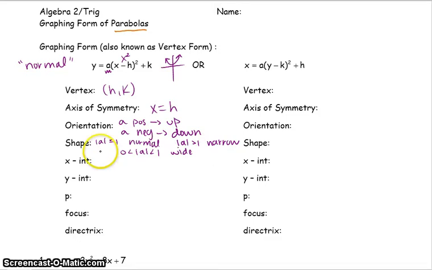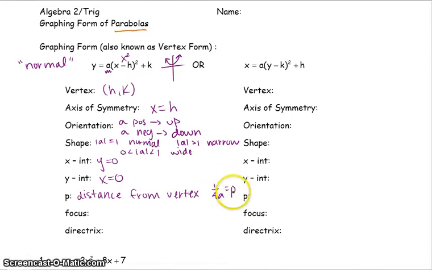Okay? And our x-intercept, where it crosses the x-axis, our zeros, is when our y is equal to 0, and our y-intercept is when our x is equal to 0. Now what's new about this is our p, focus, and directrix. These three things help us to know a little bit more about our parabola. So our p is our distance from our vertex. We can find our p-value with the equation 1 over 4a.